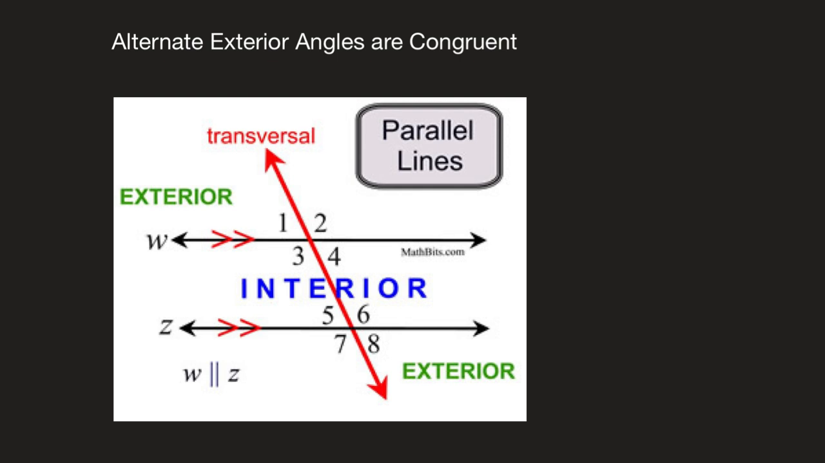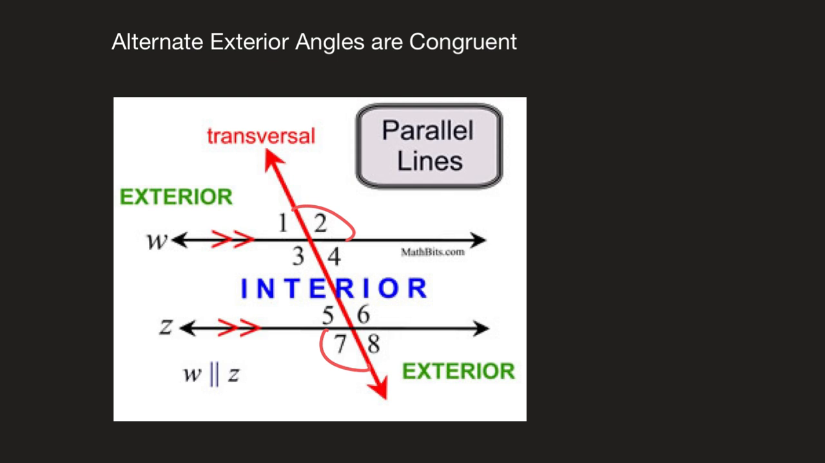Alternate exterior angles are congruent. So this time, again, alternate is going to tell you that these angles are going to be on opposite sides of the transversal. Exterior is going to tell us that we're on the outside of the parallel lines. So we're talking about angle 2 and angle 7. Angle 2 and angle 7 would be considered alternate exterior.